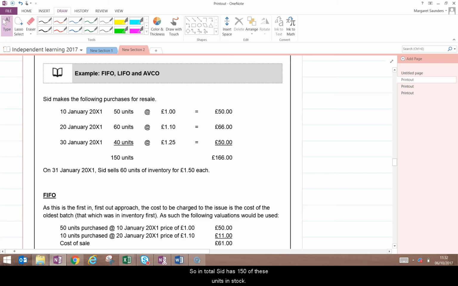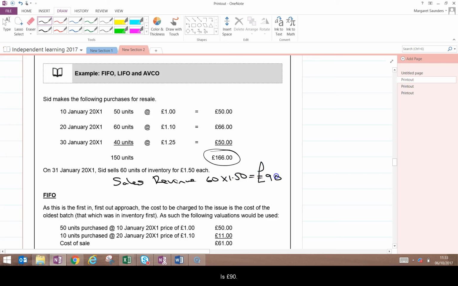So in total Sid has 150 of these units in stock, and the total amount that he has paid for these units is £166. On the 31st of January, Sid sells 60 of these units and he sells them for £1.50 each. So his sales revenue, 60 units at £1.50, is £90. So he will receive £90 for those 60 units.